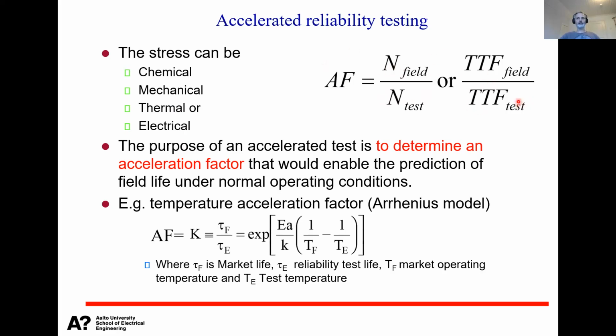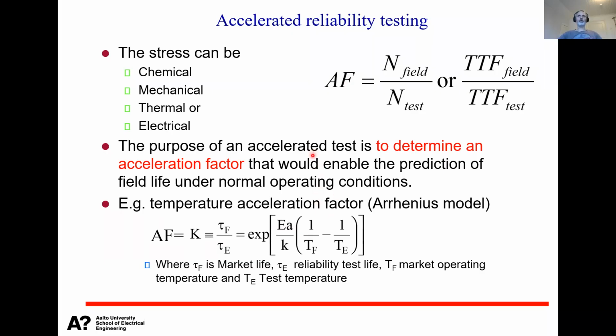Or it could be time to failure. So if your testing time is 1000 hours and your acceleration factor is 100, then your time to failure in your use condition is 100,000 hours. So this is what we want. We want to have this number, and we want to understand that it is really a correct number.